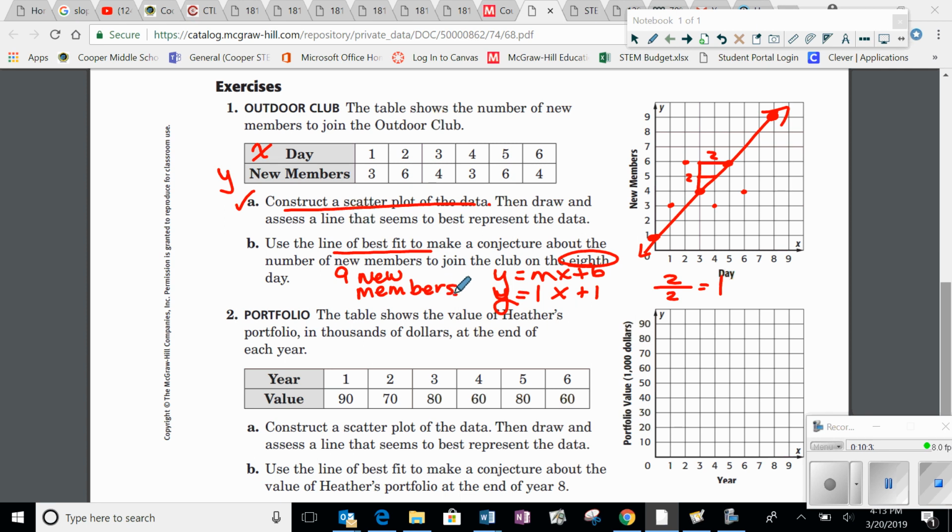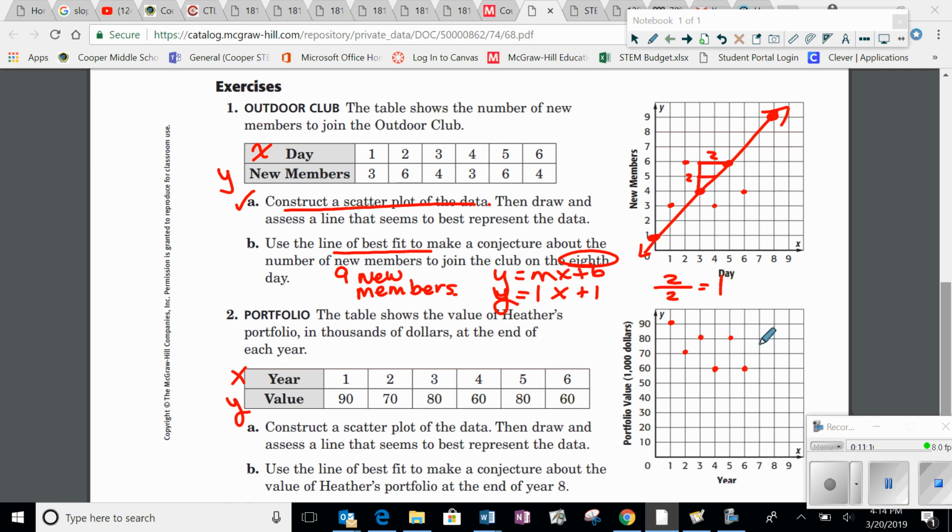Okay, last one. We have a table. We're talking about the values of Heather's portfolio in thousands of dollars by the end of the year. So we have our x values as years, and our values in thousands of dollars is our y value. You can see here's our scale on our graph. We're going to go 1 is 90, 2 is 70, 3 is 80, 4 is 60, 5 is 80, and 6 is 60.